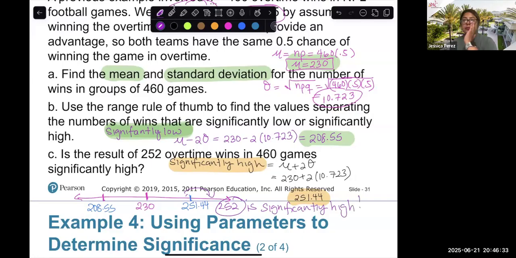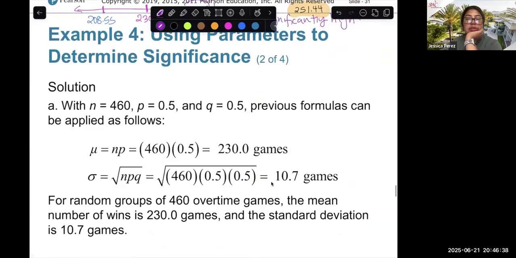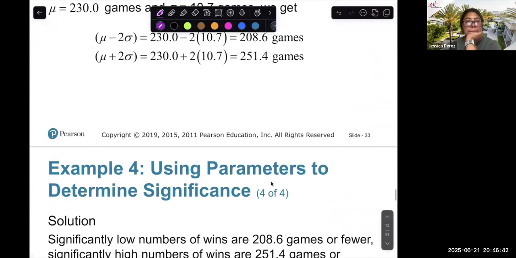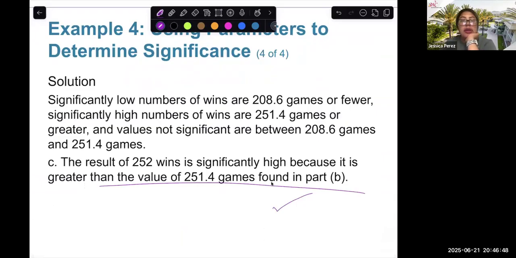So yes. Okay, there it is. Let's plug it in. Let's check. There it is. So yes, it is significantly high because it's greater than our significantly high boundary.